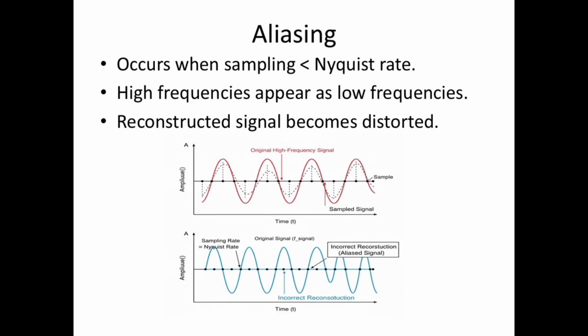When we sample below the Nyquist rate, a distortion called aliasing occurs. Aliasing happens when higher frequency components of the signal appear as lower frequency components after sampling. As a result, the reconstructed signal looks completely different from the original.